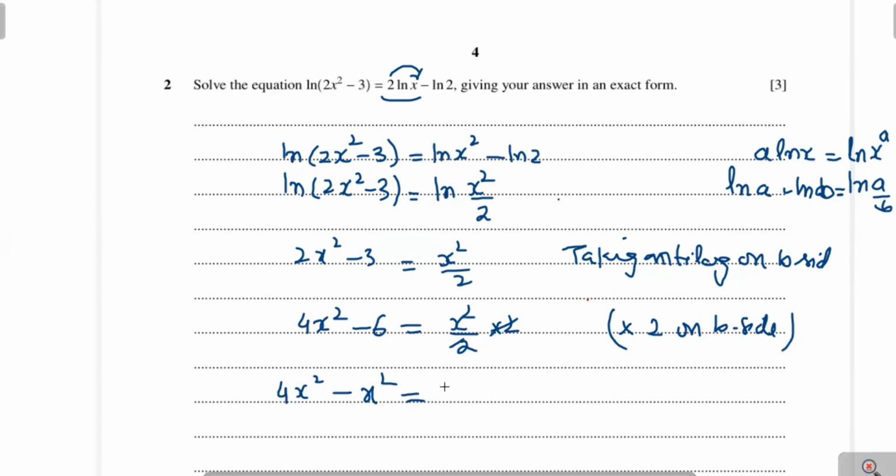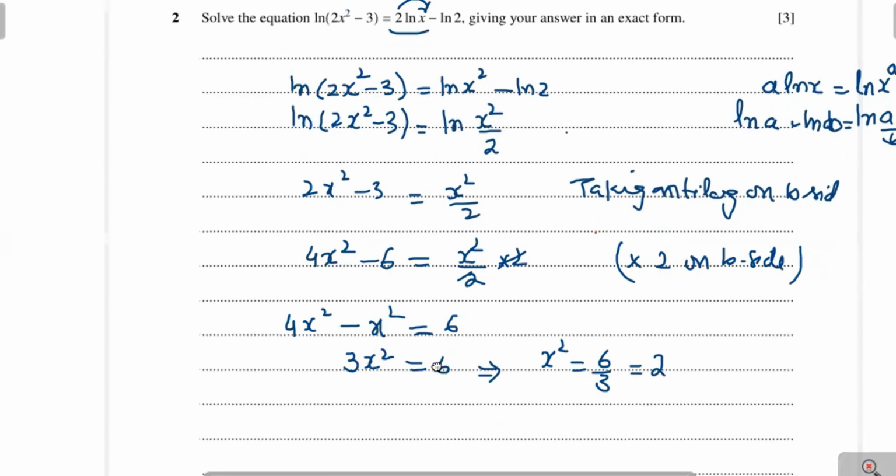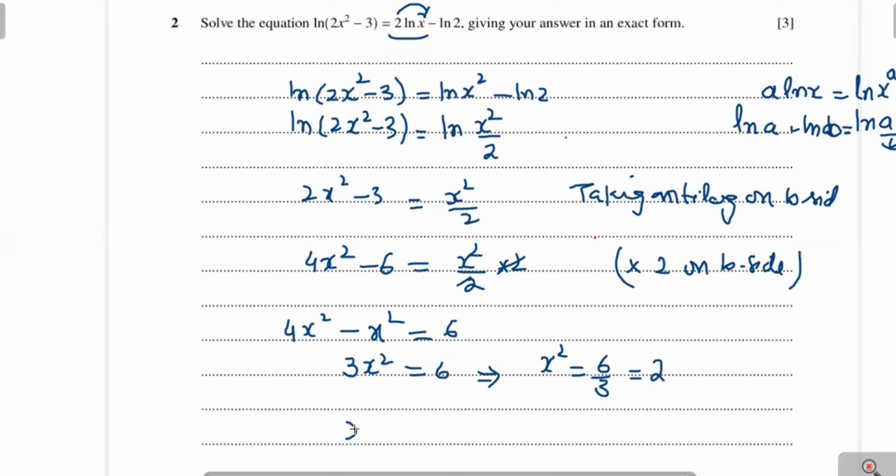Shift from left to right side, it becomes positive. Therefore, 3x² equal to 6 and x² will be equal to 6 over 3, that's equal to 2. We can write it as x² equal to 2. And therefore, taking square root on both sides, x will be equal to plus minus square root of 2.